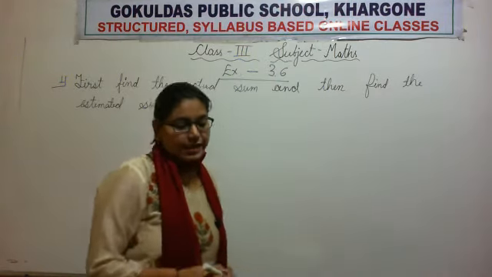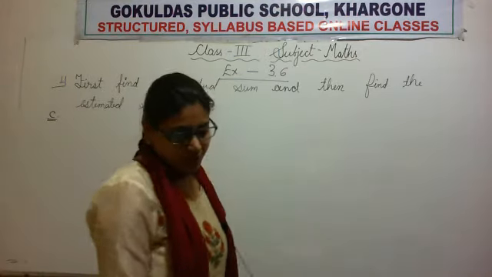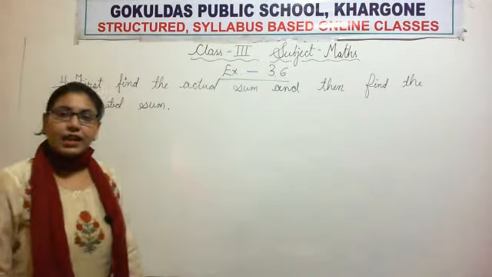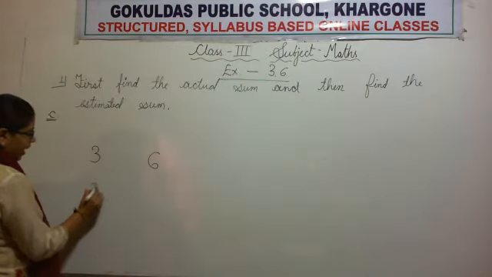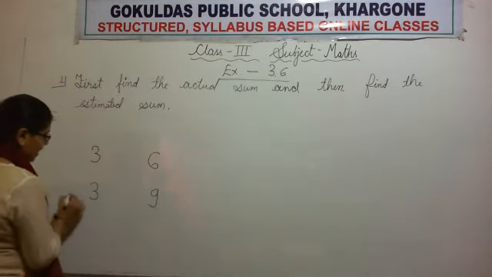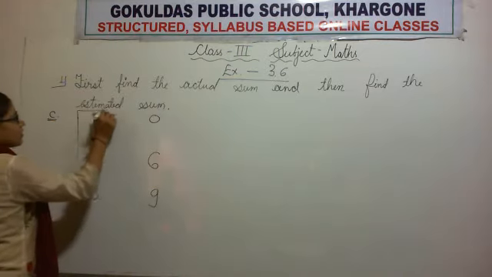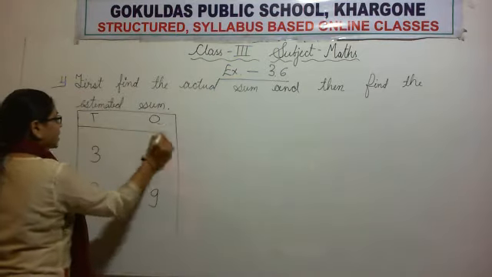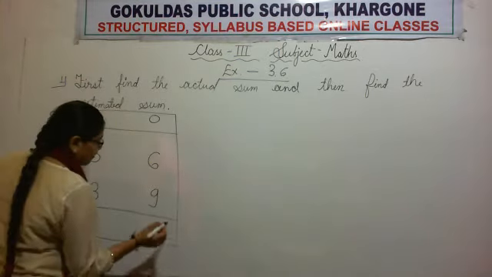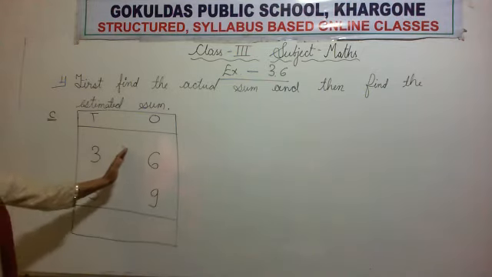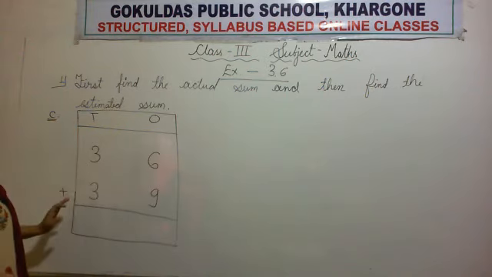So part C. Our next question is part C of the same question. 36 and 39. So let's write tens and ones, both the places. First we will find out the actual sum by adding the actual given numbers. So let's do it, starting from the ones place. 6 plus 9.